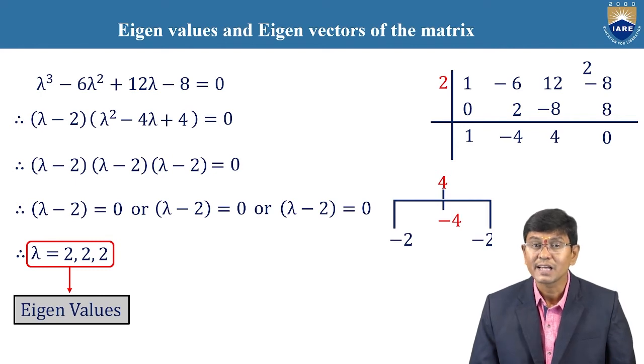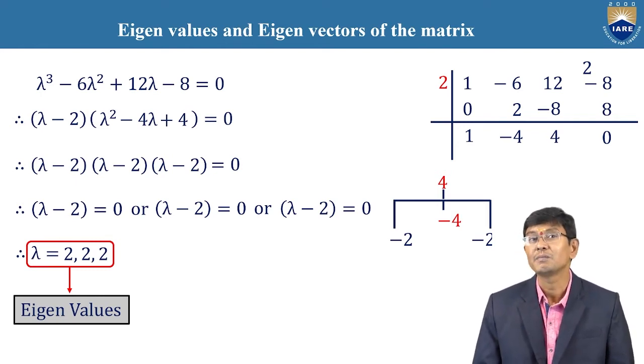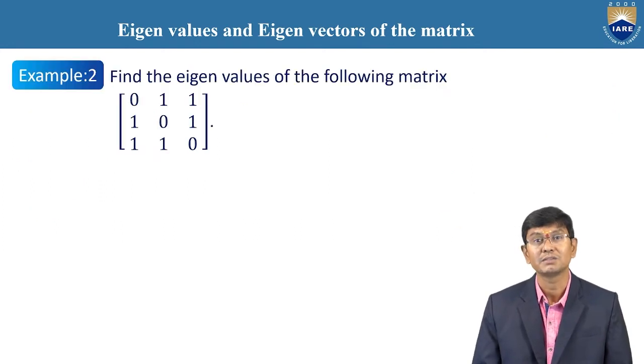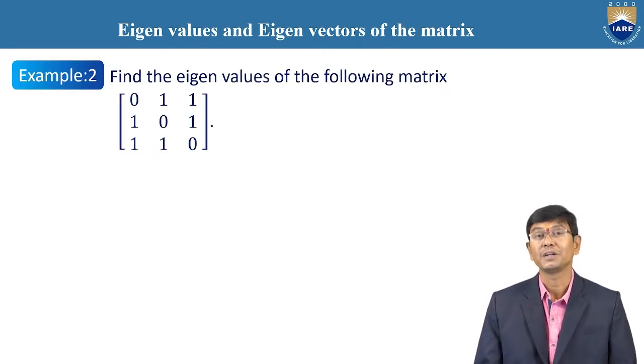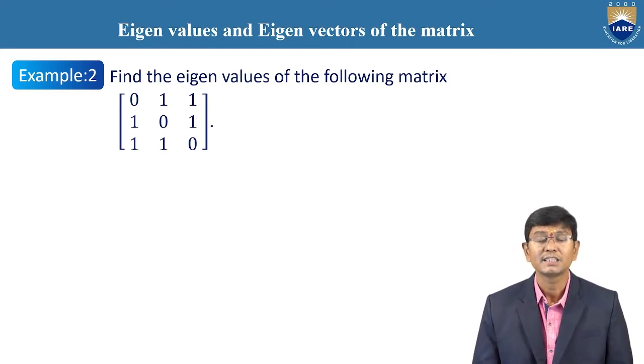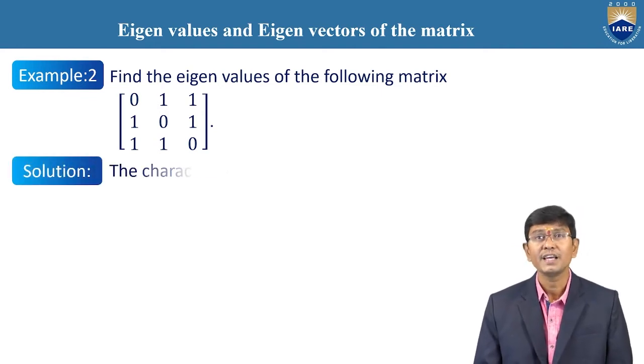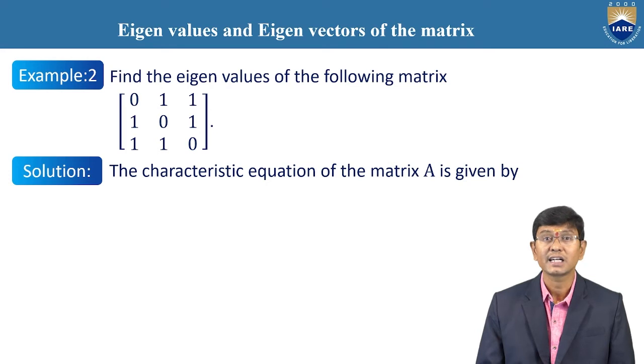Here, the sum of the eigenvalues is 2 plus 2 plus 2, that is 6. Therefore, the trace of the matrix also clearly needs to satisfy that, it is 6 only. And similarly, we need to check the other. The second problem: find the eigenvalues of the following matrix 0, 1, 1, 1, 0, 1, 1, 1, 0. And here also, we need to find the characteristic equation of the given matrix.